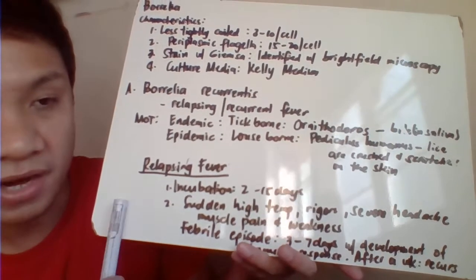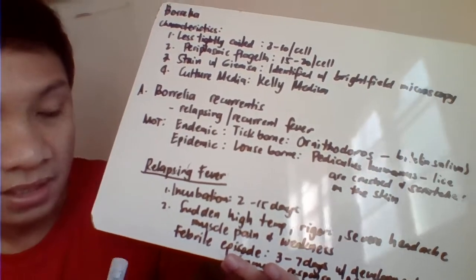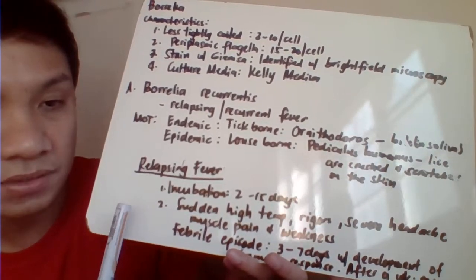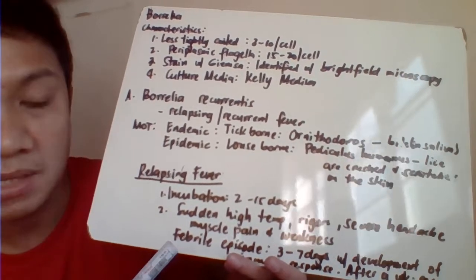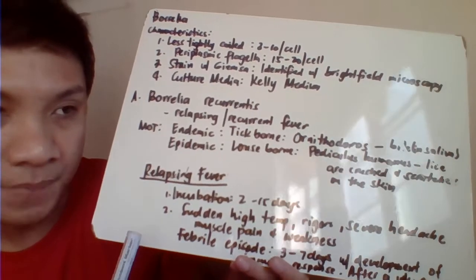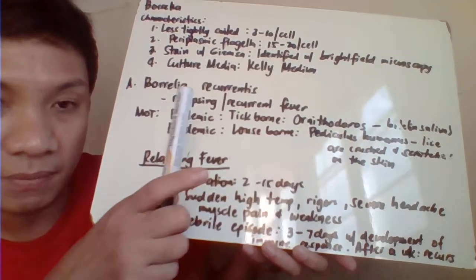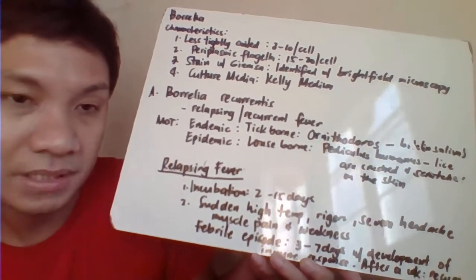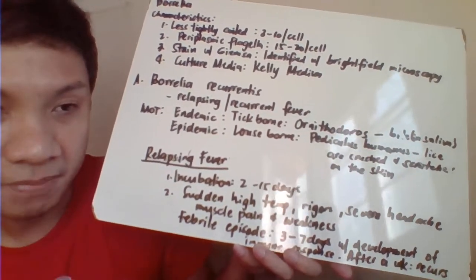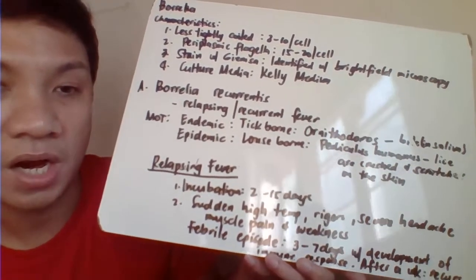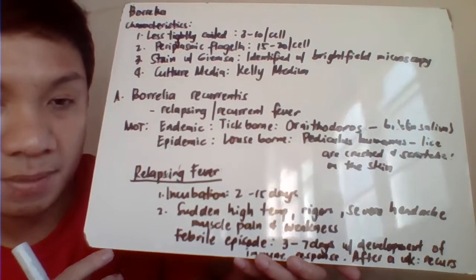Relapsing fever is characterized by a type of fever which relapses or recurs every now and then. The incubation period is 2 to 15 days. It starts with high fever, and the patient has myalgia, rigor, severe headache, and muscle pain. Then the entire febrile stage lasts 3 to 7 days, and after that it subsides. You develop an immune response, but then after a week, it recurs.